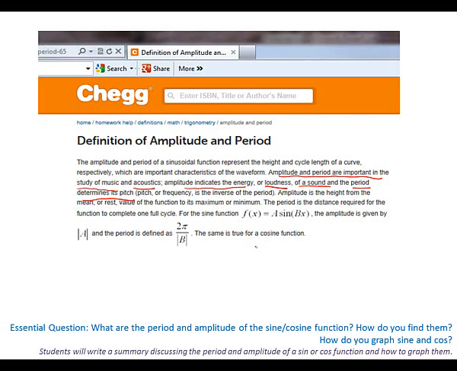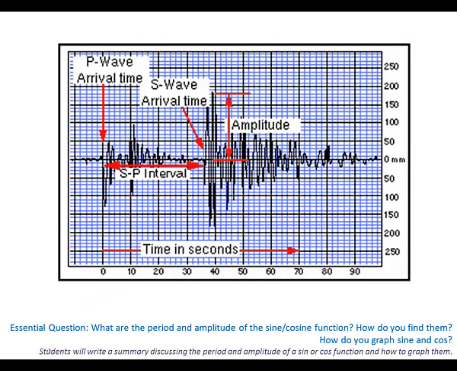Okay, so it does have bearing on our real everyday life, right? All right, the other thing, we live in California, right? We get a lot of earthquakes here, don't we? The amplitude of the wave is how big the earthquake was, okay? So we see this particular graph quite a bit in our everyday life, okay?